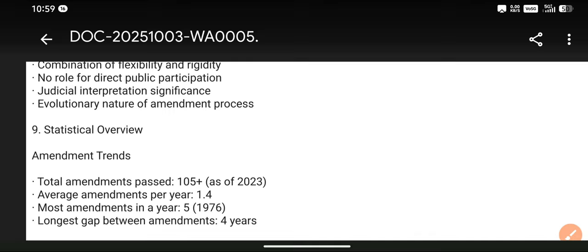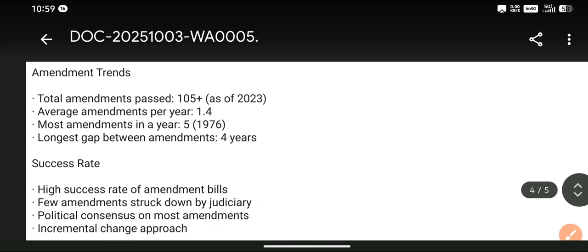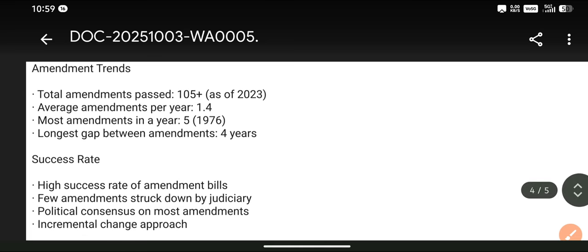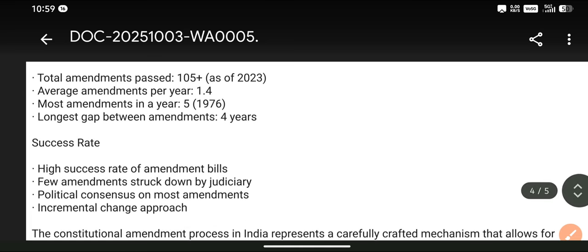Statistical overview. Amendment trends: total amendments passed 105 plus as of 2023, average amendments per year 1.4, most amendments in a year 5 in 1976, longest gap between amendments 4 years, high success rate of amendment bills, few amendments struck down by judiciary, political consensus on most amendments, incremental change approach.